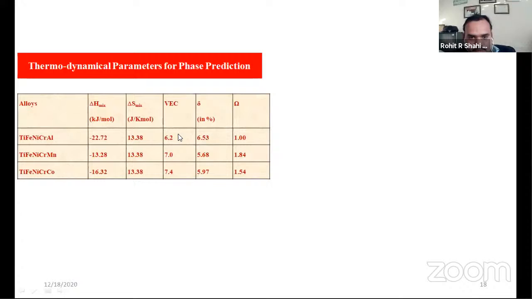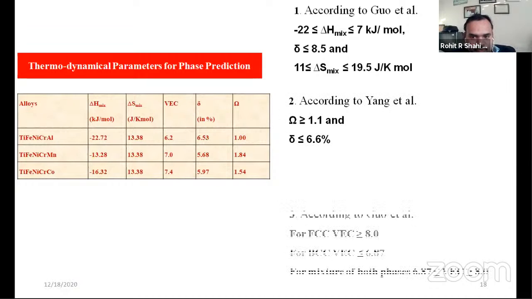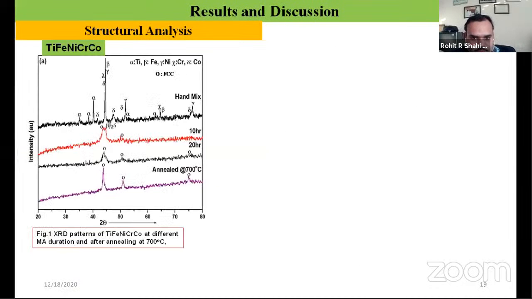And then these are the data, and based on that we can predict there is a possibility of formation of a solid solution phase. We go for the XRD. You can see this one is a hand-mixed sample. After 10 hours some new peaks are generated, and then after 20 hours the elemental peaks completely disappear and new phases form.